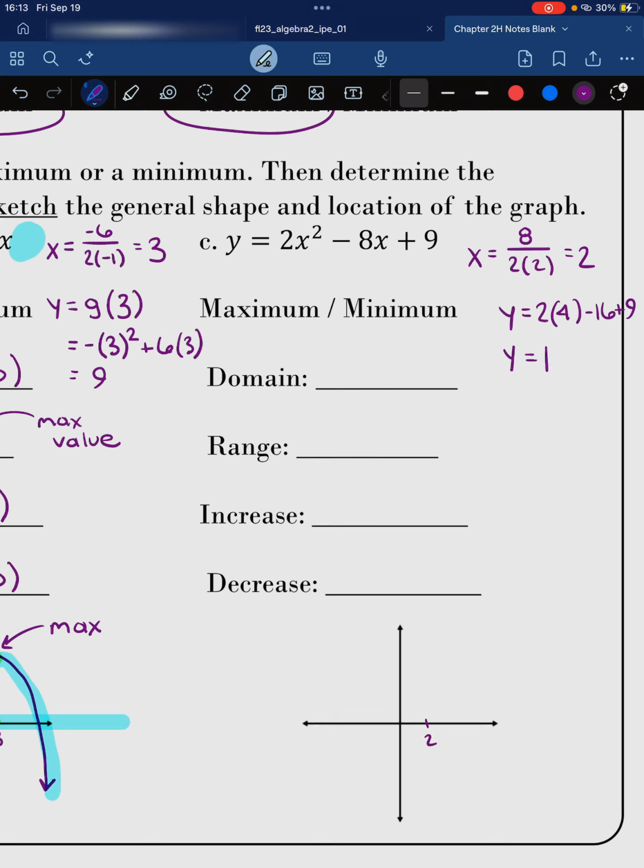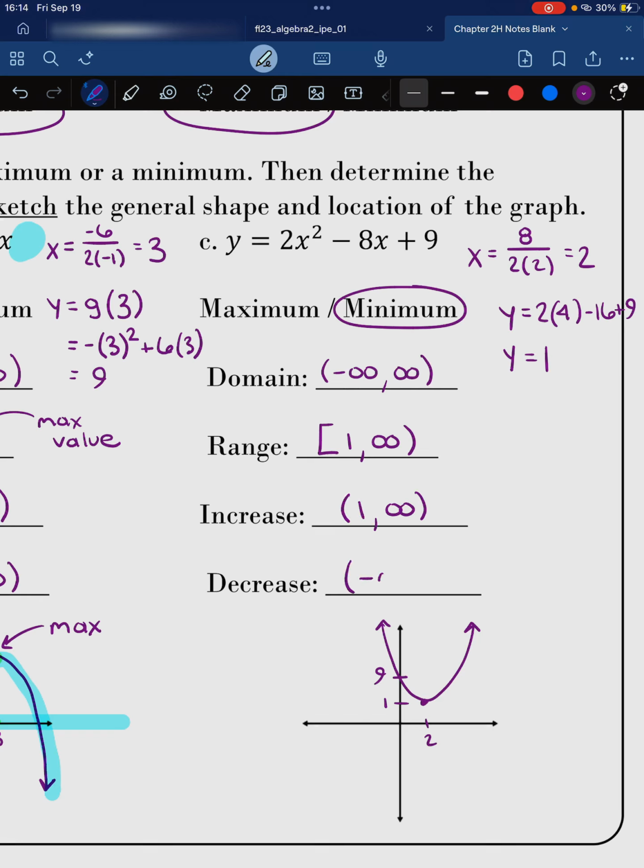Okay, so the vertex is 2, 1. I can see a is positive, so I definitely have an upward facing parabola. If we wanted to, we can say, oh look, wow, that y-intercept's 9. It has a minimum value. Domain is all real numbers. Range has a minimum value of 1, but it goes up forever. I am increasing on the right side of my graph, and I am decreasing on that left side. So hopefully you got that, and we can speed right along.